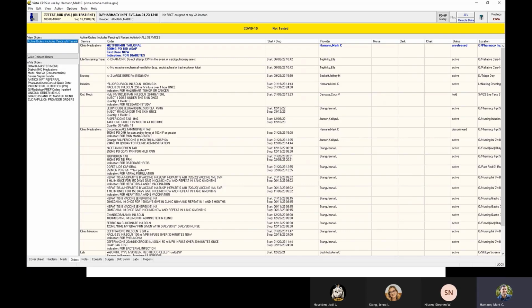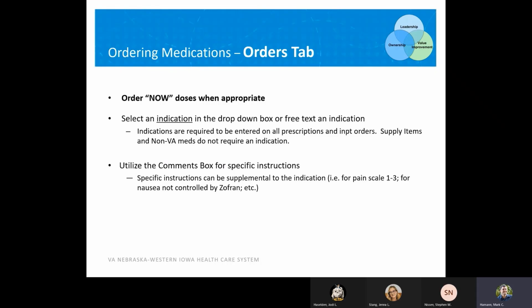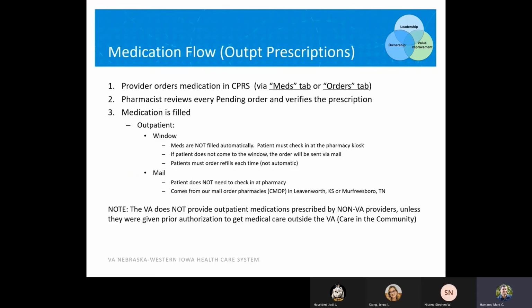Okay, moving back to the PowerPoint. That's just an example of how to order a medication through the orders tab. Getting back into this PowerPoint, I will go to the next slide. This is the medication flow for outpatient prescriptions: the provider orders the medication in CPRS. The pharmacist reviews every pending order and will verify the prescription. Now, in outpatient, you have the option to select either window or mail order for where the patient's going to pick it up.